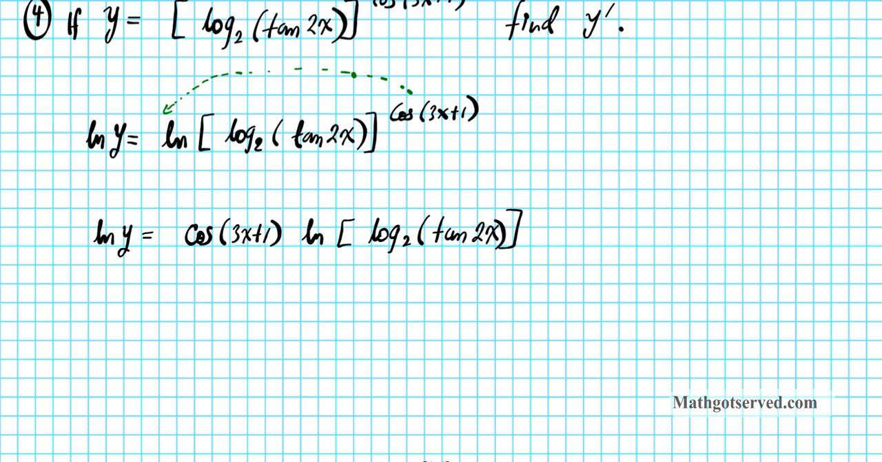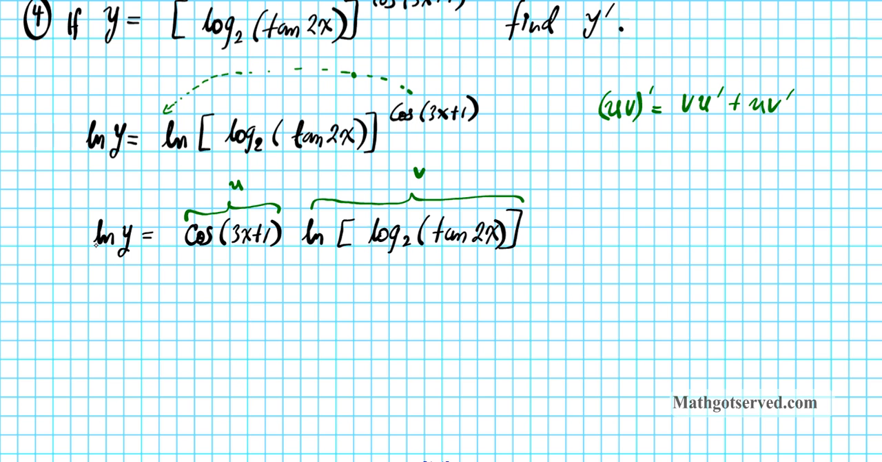Okay, and we know remember what the product rule is. (uv)' is equal to vu' plus uv'. All right, so that's what we're going to be doing here. In this case, we can see what u is. u is cosine 3x plus 1, and v is the natural logarithm of log base 2 of tan 2x. Okay, so let's go ahead and differentiate both sides.